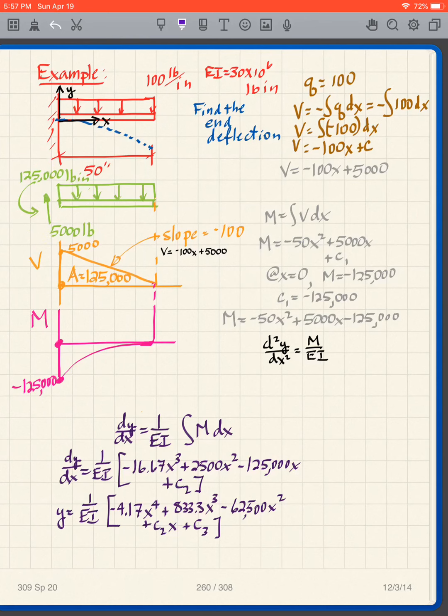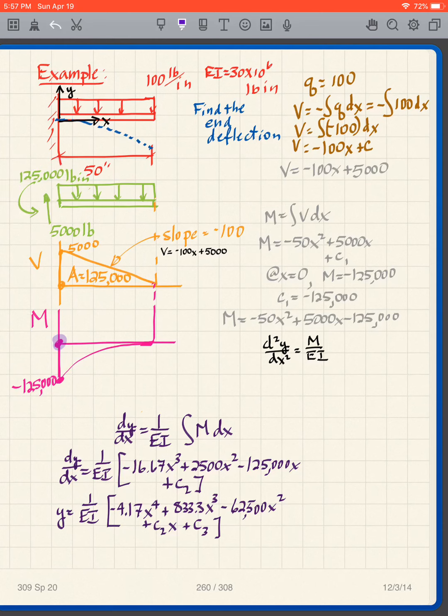And then I get my shear diagram, go up 5,000. This total load is 5,000. I go down, it looks like that. We know the slope there is negative 100. And then I get my moment diagram. I have this counterclockwise moment there, so I go down 125,000. I know that area is 125,000, and I get a moment diagram that looks like that.